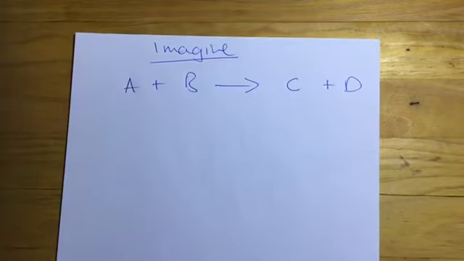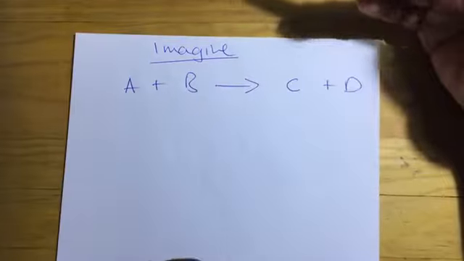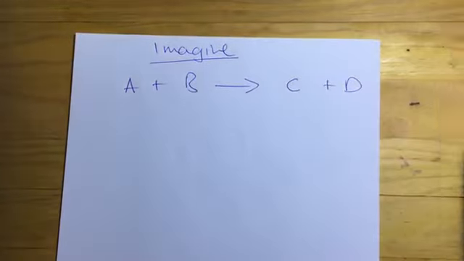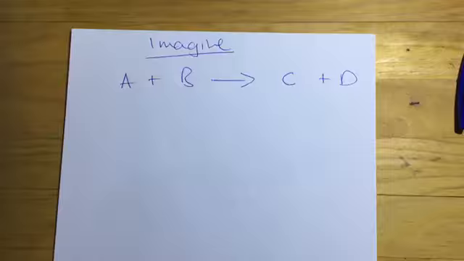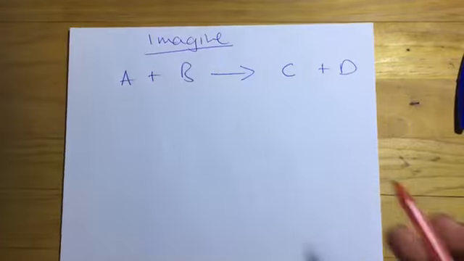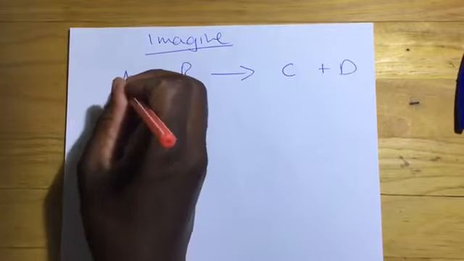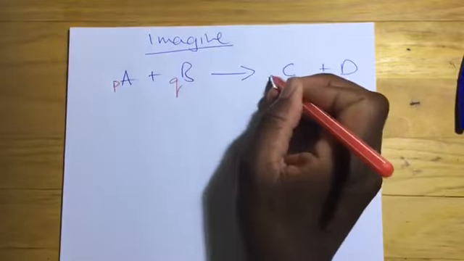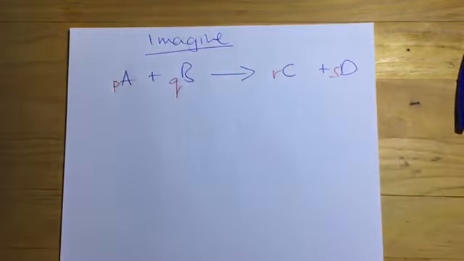Now you know each and every chemical reaction is going to have balancing numbers. If there's no balancing number, then the balancing number is 1. So we're just going to put general letters there to signify balancing numbers: P, Q, R, S. These are our balancing numbers.